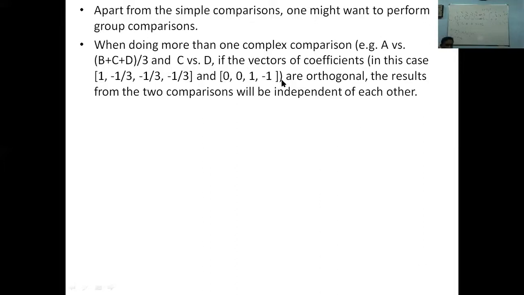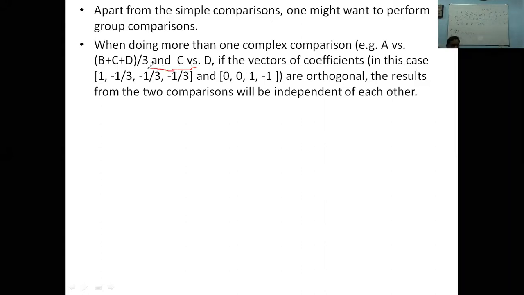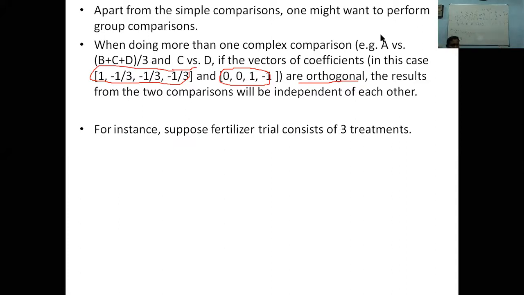So these two comparisons you see here: this is one set of comparison, and this is another set of comparison. If you multiply those two sets of coefficients and add, they are orthogonal. The results from these two comparisons will be independent of each other. That is the important point.